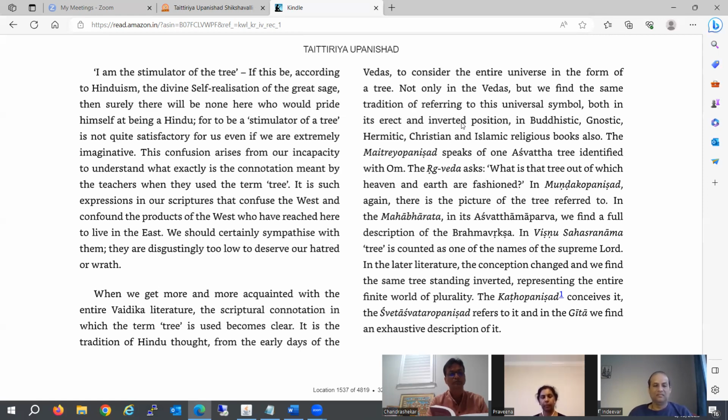The Maitreya Upanishad speaks of one Ashwatha tree identified with the Om. The Rig Veda asks, what is that tree out of which heaven and earth are fashioned? In the Mundaka Upanishad, again, there is a picture of the tree referred to. In the Mahabharata, in its Ashwatthama Parva, we find a full description of the Brahma Vriksha. In Vishnu Sahasranama, tree is counted as one of the names of the Supreme Lord. You know, Varuno, Vriksha, right?